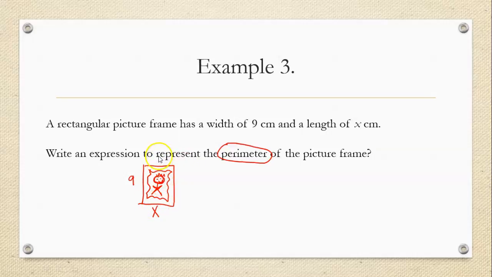So if this is x and this is x, if this is 9, this is 9. So all we have to do is add up all the edges. 9 plus 9 plus x plus x.